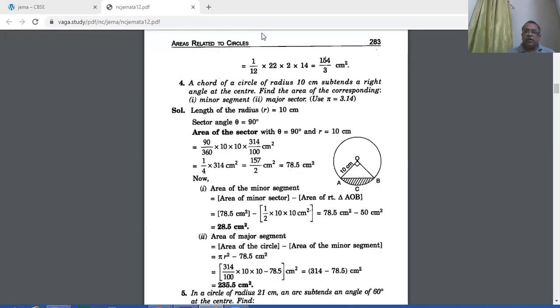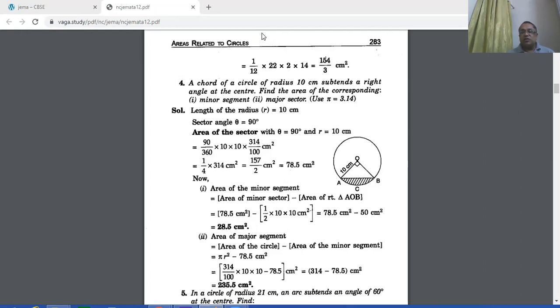And what is the area of the major segment? This is the major segment. The major segment can be found by subtracting: area of the circle minus area of minor segment. So 28.5 you already got as the minor segment. You will find out the area of the circle now, pi r square. So when you do that, you are getting 314 minus 78.5. You get area of the major segment as 235.5.